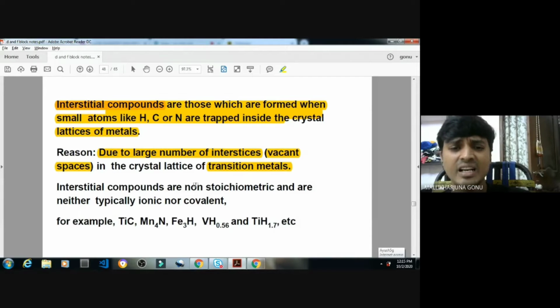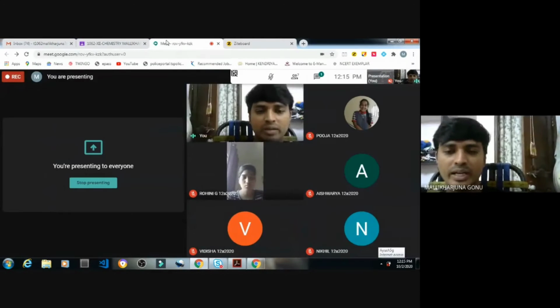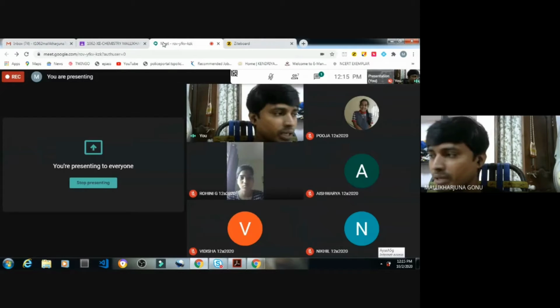Then, interstitial compounds are non-stoichiometric and are neither typically ionic nor covalent. So these are some different compounds. If I say FeCl3, that is an ionic compound. If I say MnO4, is it an ionic compound or a covalent compound, Vidisha? On your camera, Vidisha.